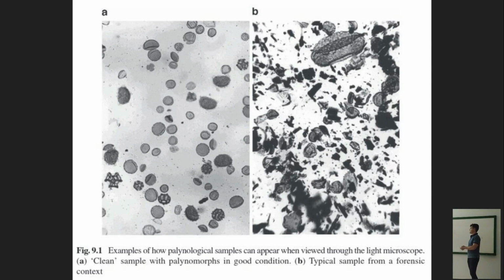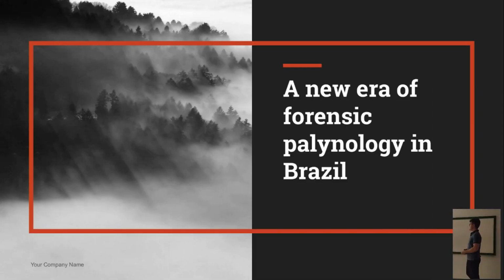Okay, and this is the difference between the pollen grains from a sample of, I don't know how to say mel, honey, I forgot, a sample of honey and a sample from a crime scene. This is the difference. A lot of dirt here, and some grains are crushed, you know. So this is the difference.